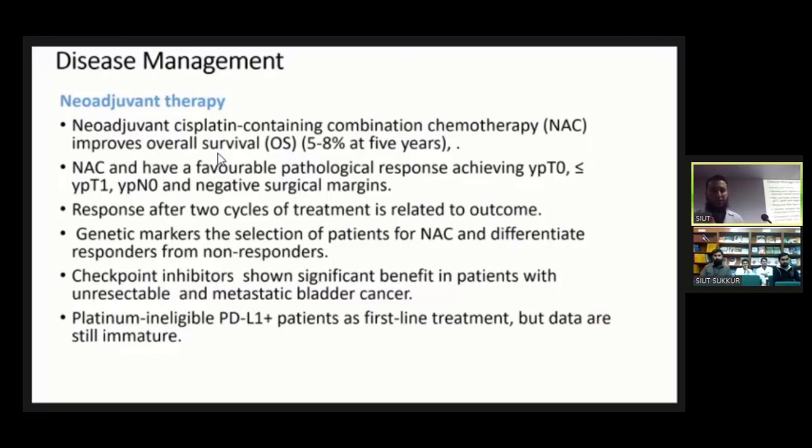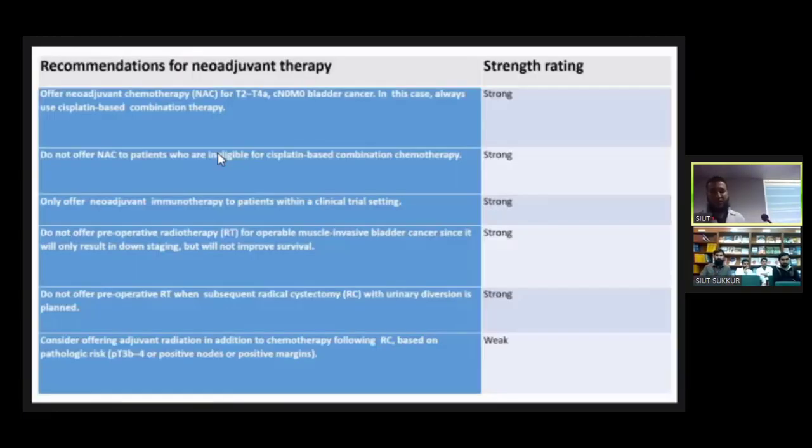There is another enhancement with genetic markers, checkpoint inhibitors and platinum, and PD-L1 in trial-based studies to improve the disease outcome, but the research is going on. For the recommendation, offer neoadjuvant chemotherapy for T2 to T4 muscle invasive bladder cancer, always a cisplatin-based combination therapy.